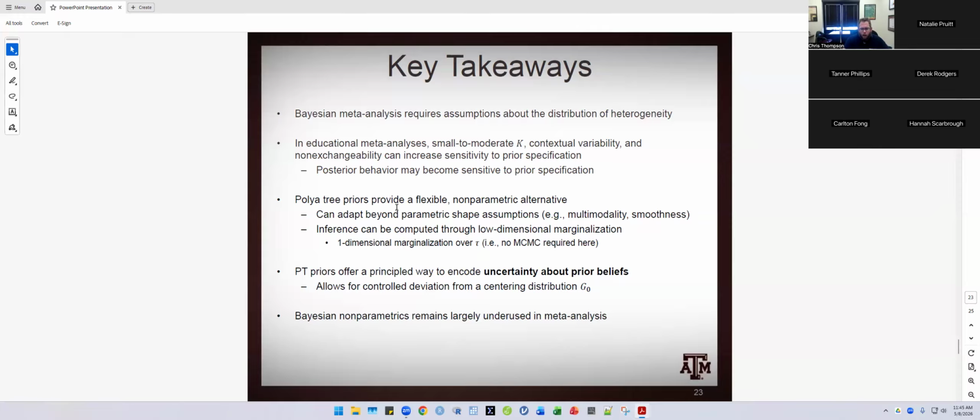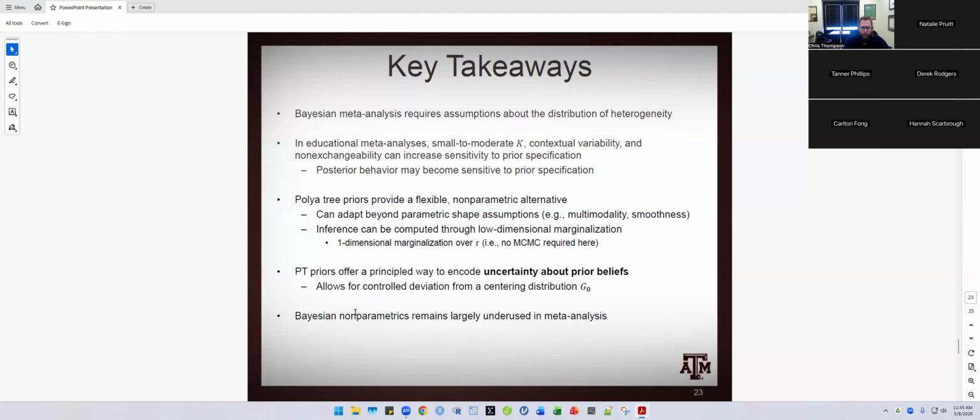So what the PT prior does is it allows you to have a sweet spot, if you will, of starting with something that is parametric, but then allowing your data, and partly what you constrain alpha to be, to deviate from that G-naught curve or distribution.